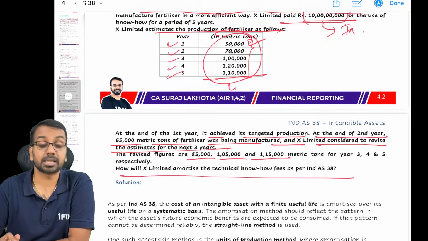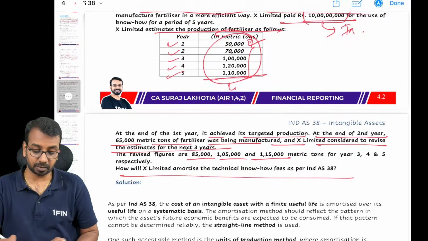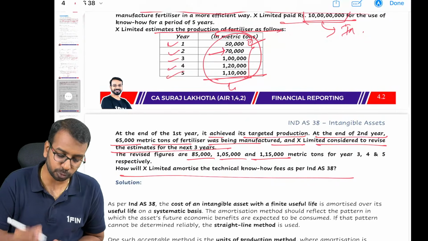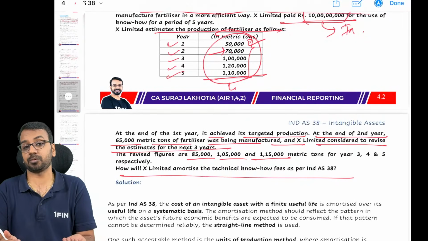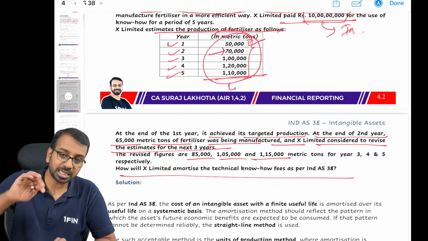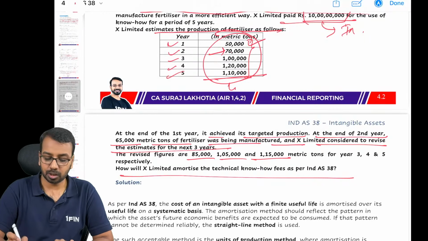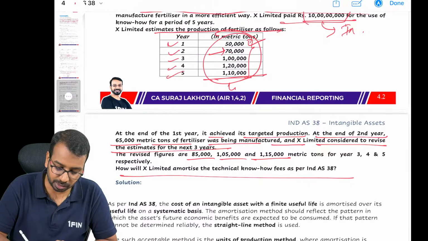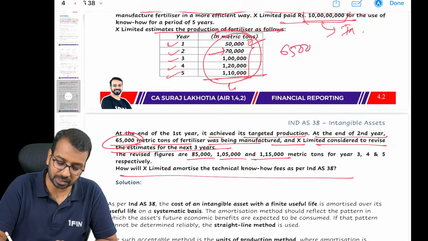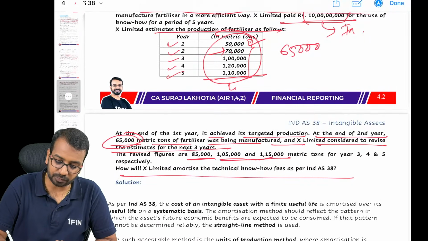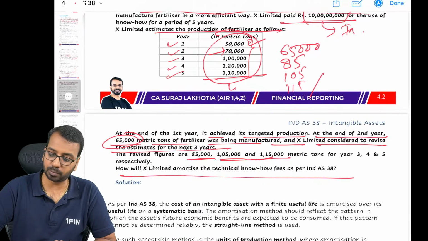How will they amortize? Now here, a lot of students get confused as to, sir, should the second year be based on 70,000 or 65,000? Always remember, once in a particular year the number has changed, for that year you will take the changed number only. So second year, you will take 65,000. 85, 105 and 115. These are the numbers you will take.